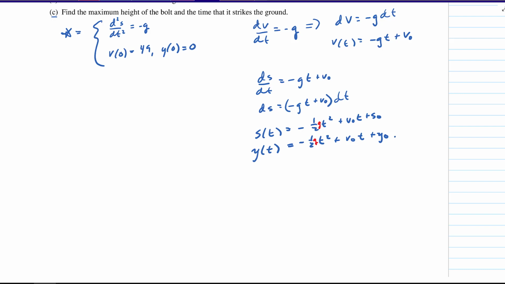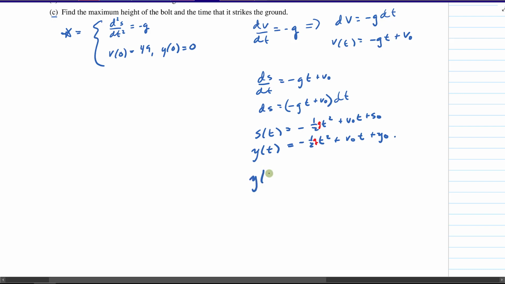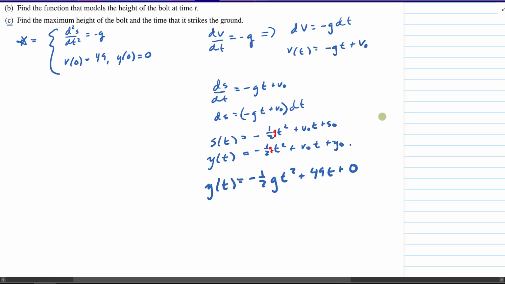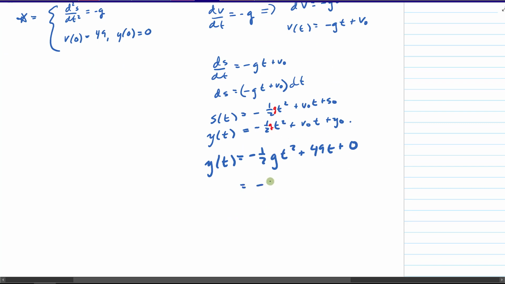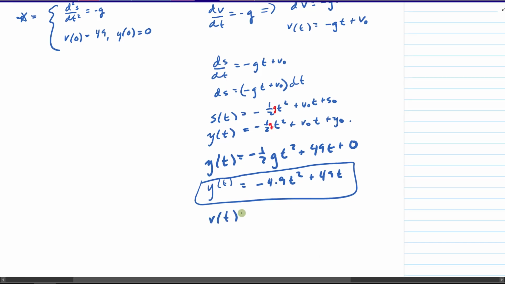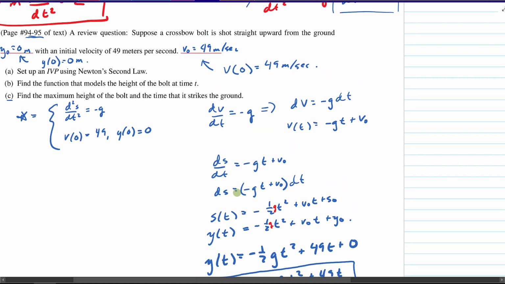Great, okay. And then we can give the unique solution to this IVP as minus 1/2 g t squared plus v naught, which was 49, t plus y naught, which was 0. And if we use negative 9.8, then we could write this as negative 4.9 t squared plus 49t for our position function. And that would say that our velocity function, v of t, would be equal to negative 9.8 t plus 49. So you can now answer these next two questions on your own.